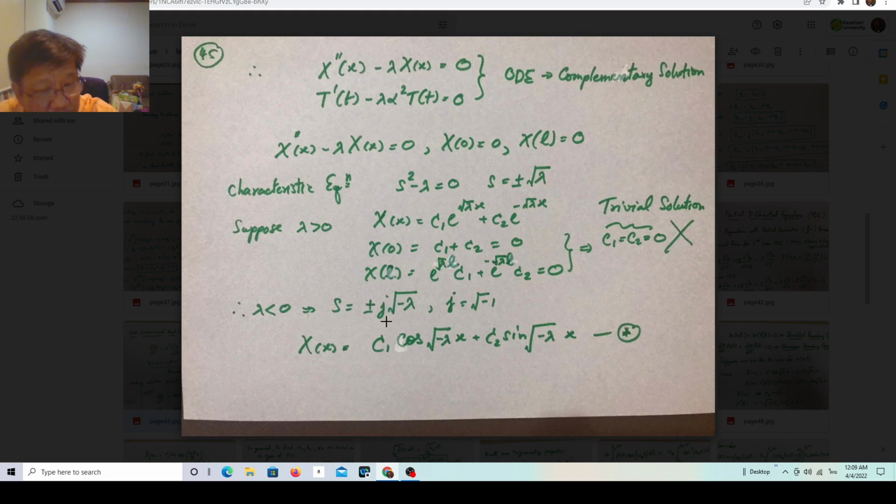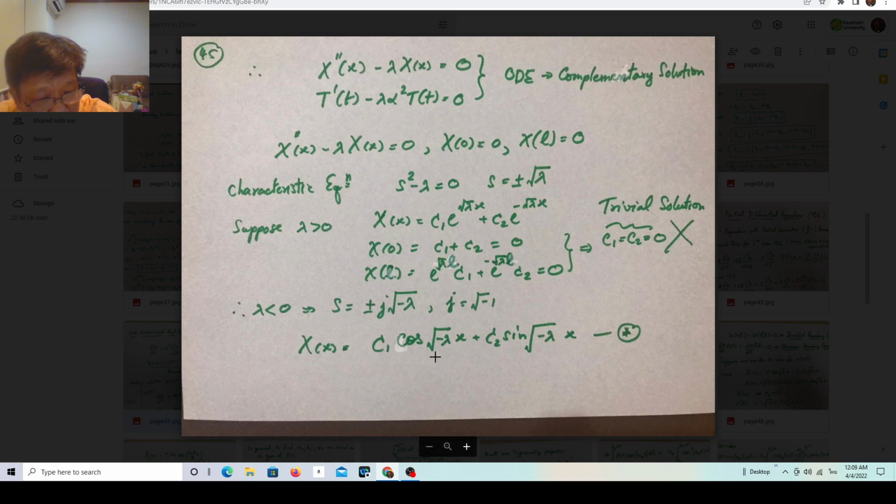But we need to separate this, because since lambda is less than 0, if you put lambda here, s becomes a complex conjugate with the real part being 0. But if you use minus lambda, it means that minus lambda is positive. If minus lambda is positive, then this square root is not a complex number. It's a real number here. The square root of minus lambda is real, and times the complex j here. So this becomes a complex conjugate with real part 0 and imaginary part the square root of minus lambda when lambda is less than 0, which in general form is here.